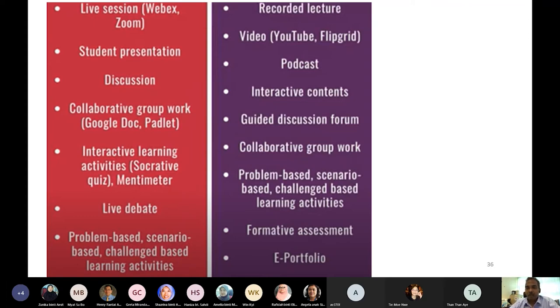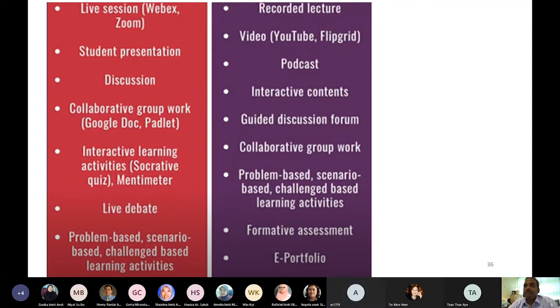It makes the whole class very lively, fun. Kahoot, excellent, Shaz. Kahoot is a way of gamification. Gamification is missing here. So gamification is also one part of asynchronous, synchronous kind of engagement.